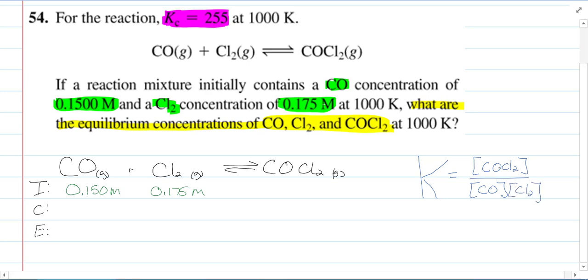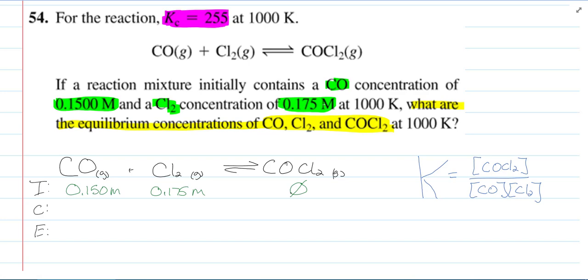All I know is K and the initial concentrations. I don't know anything else. I don't know my equilibrium concentrations of anything. I do know that there is no product at the beginning. What happens? Well, we know some of this is going to react. Now, K is 255, so that means we're probably going to have appreciable amounts of COCl2 and CO and Cl2 in the reaction.